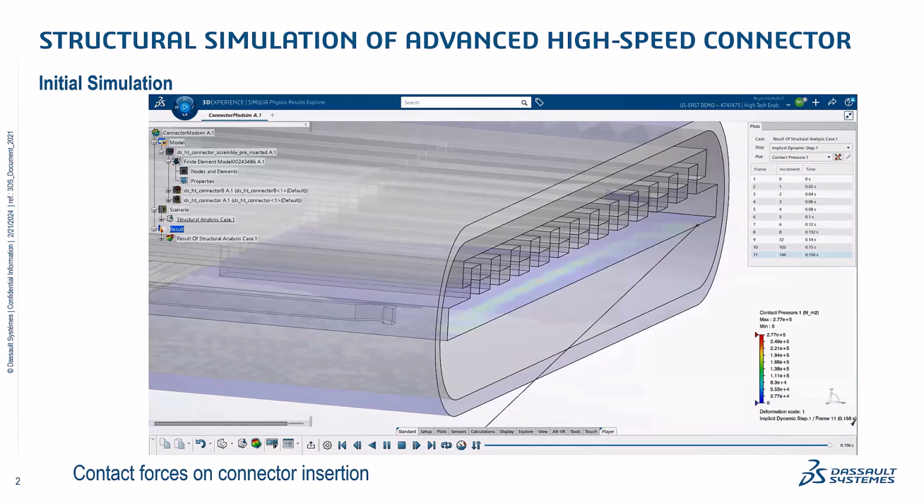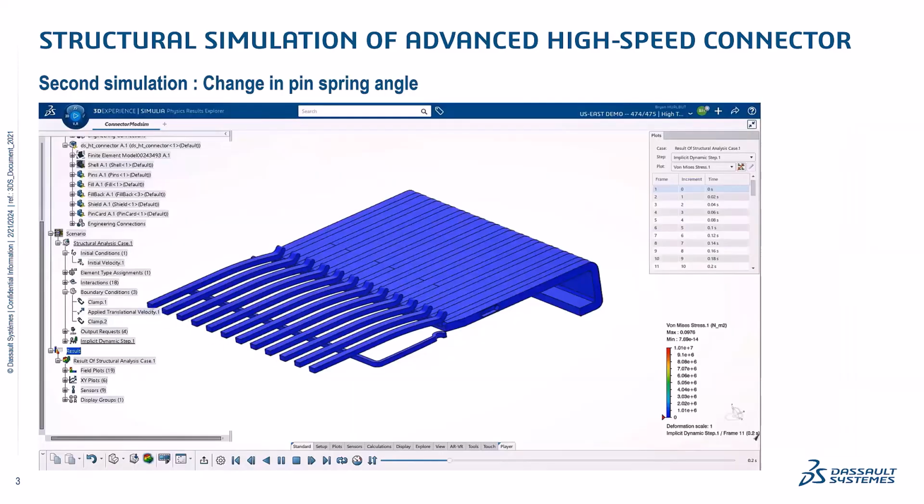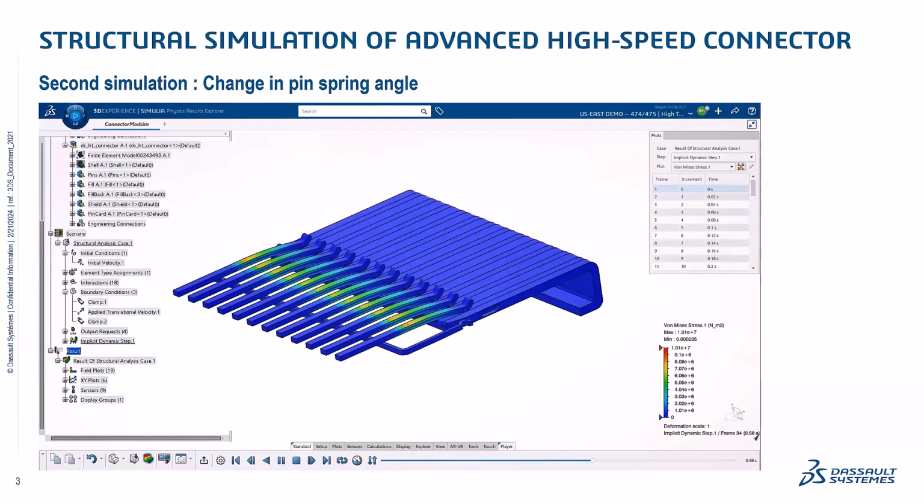So in fact, the connector insertion simulation we ran on the initial geometry showed that the connector shifted within the shell and relieved any stresses in the springs. However, this would result in poor electrical contact. As a result, a modification was made to the spring angle from 8.5 to 9.25 degrees to increase the contact in the spring. So we reran the simulation with the new pin angle.